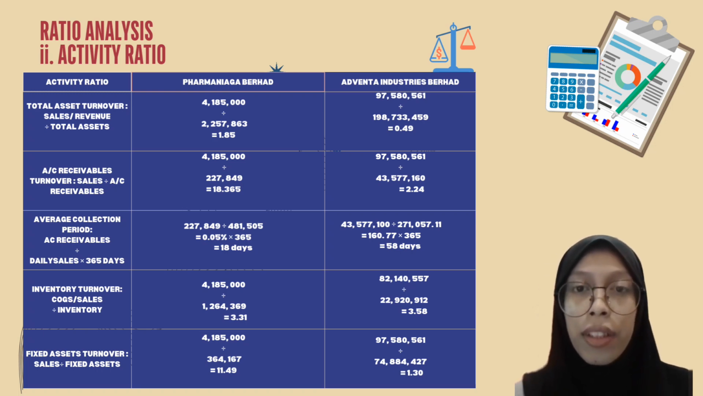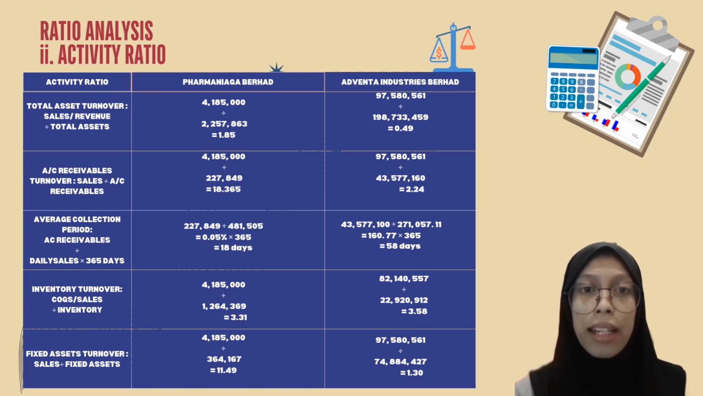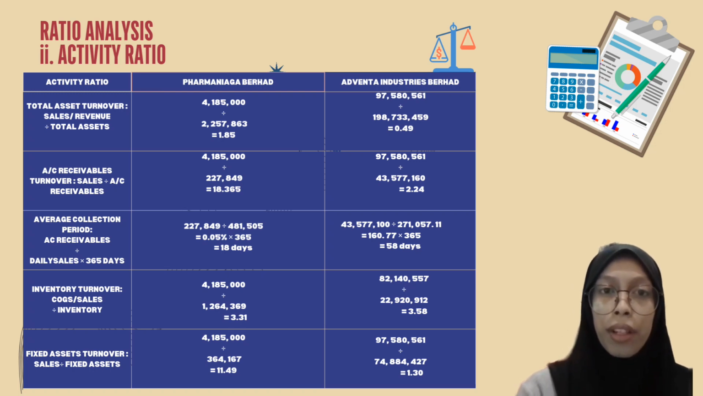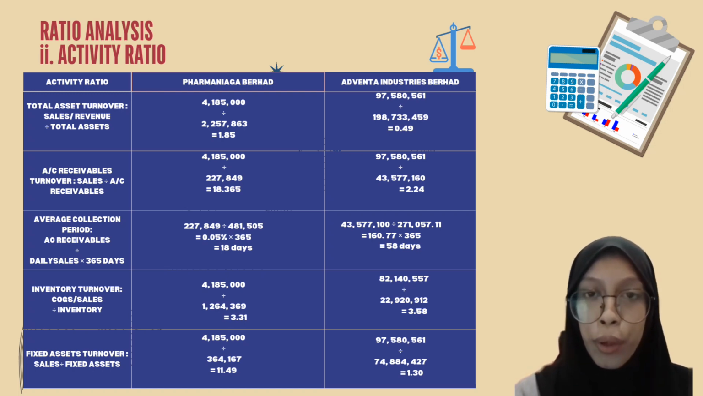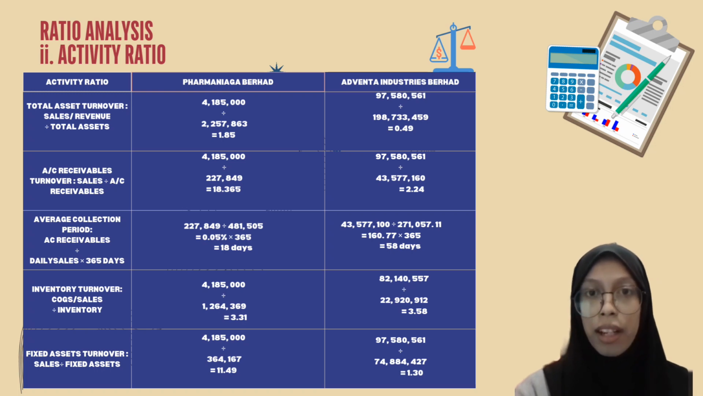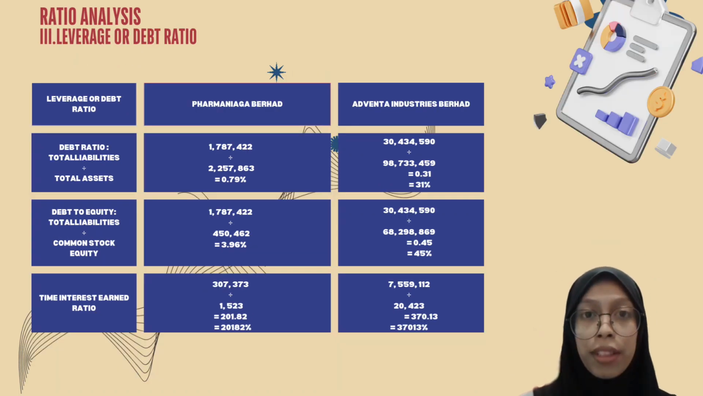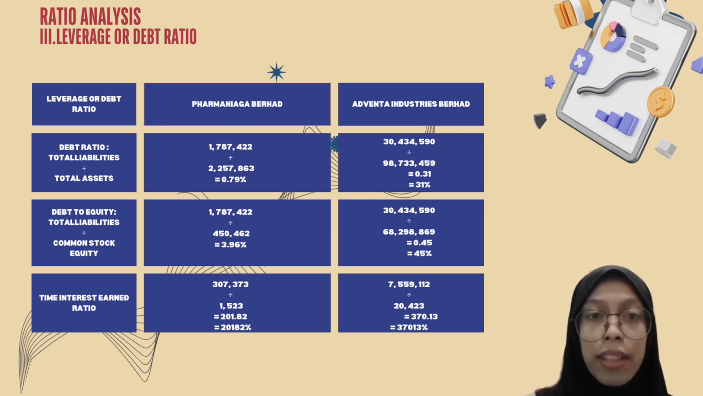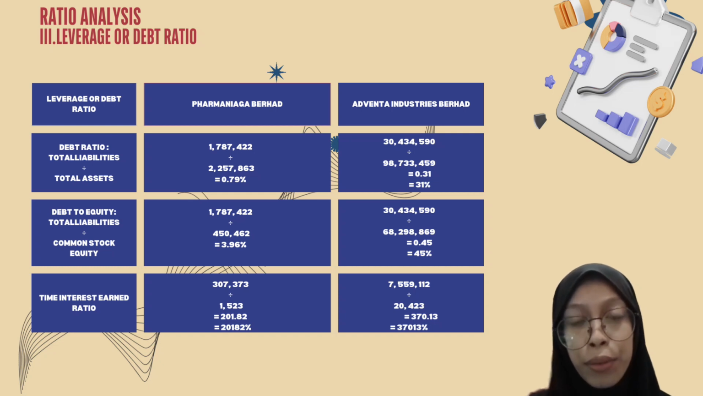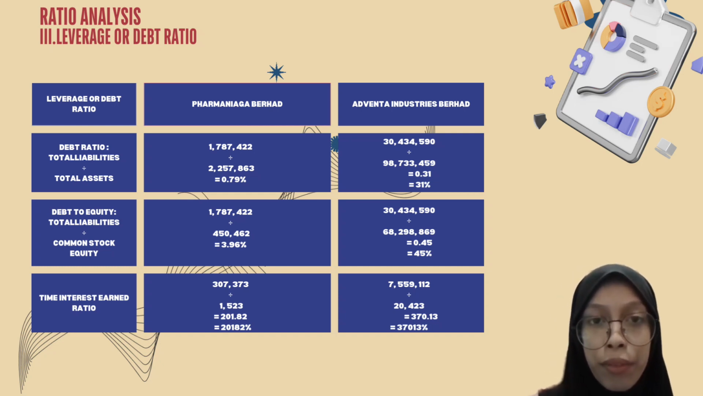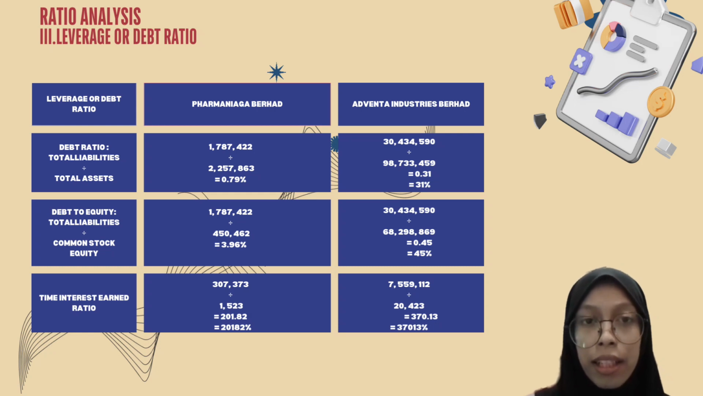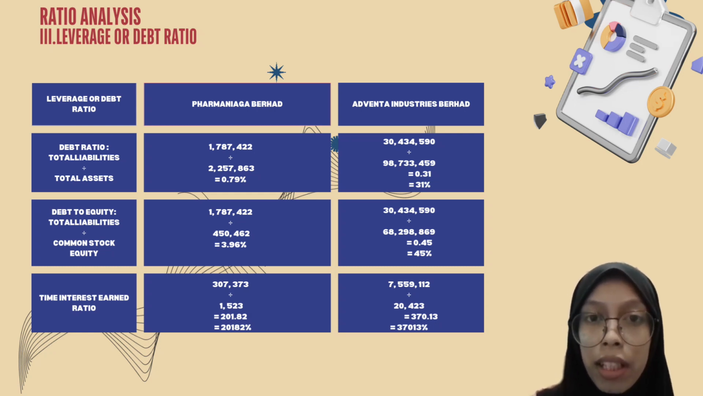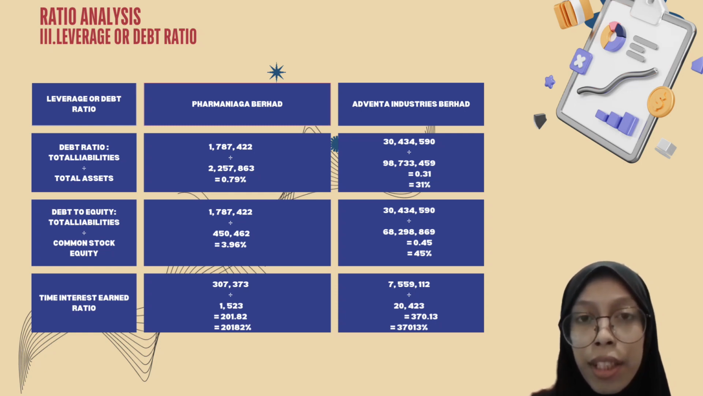Fixed asset turnover for Niaga Berhad is 11.49, decreased to 1.30 for Avanta Industri. Debt ratio for Niaga Berhad is 0.79%, increased to 31% for Avanta Industri.